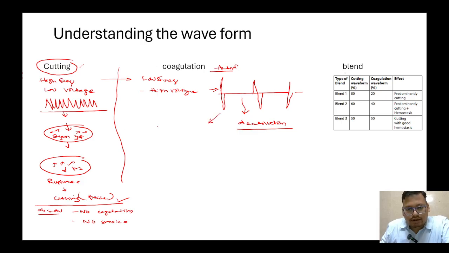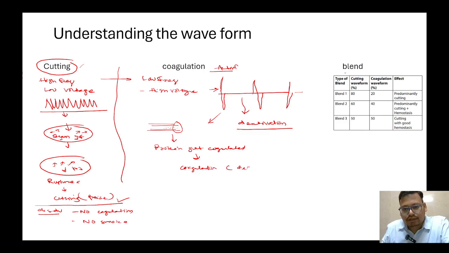During the active phase, current flows into the tissues or vessels. There are some proteins inside our blood vessels, in plasma and tissues. So what will happen? The proteins get coagulated. That will lead to formation of coagulum. During the deactivation phase, which is a cooling phase, the coagulum gets cooled and it produces a tight seal of the vessel.